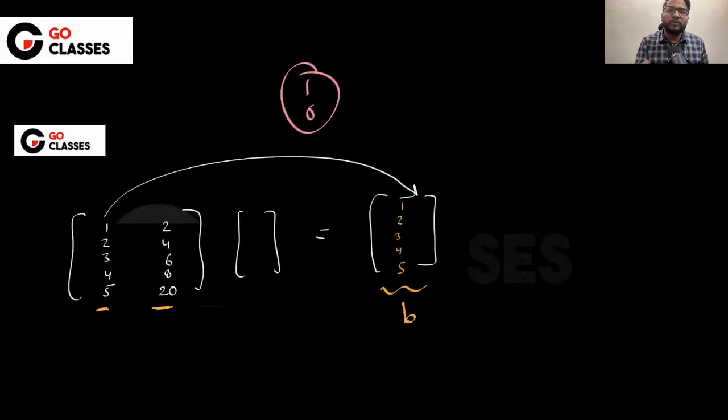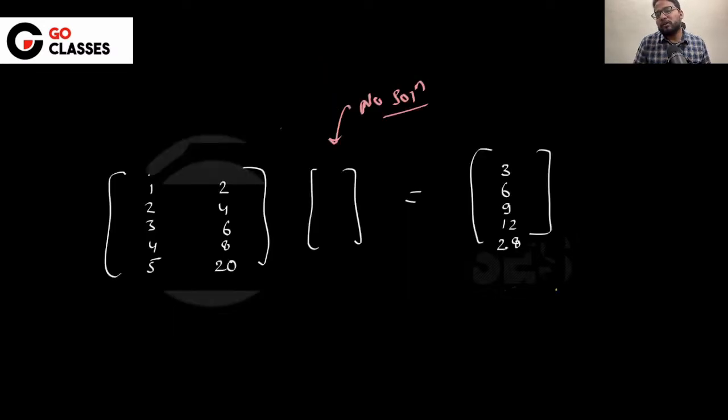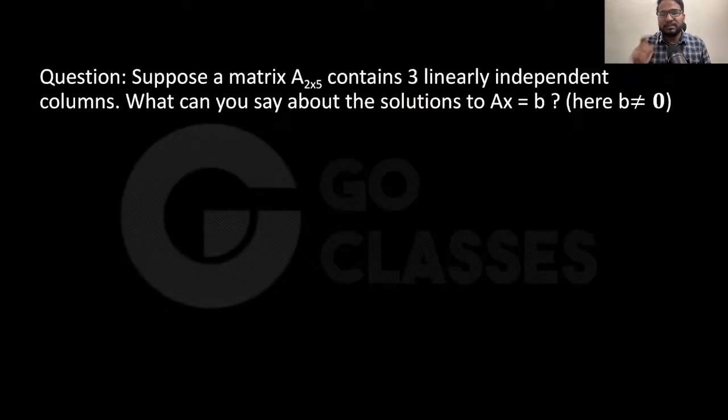In this case there is a solution because b so happens to be a linear combination of columns of A. If b is not a linear combination of columns of A, then there is no solution, right? Got it? Cool. Let's answer this question and let me know what you are getting.